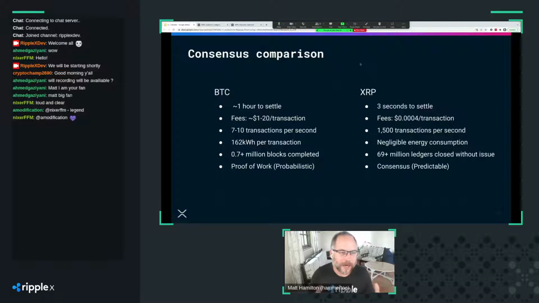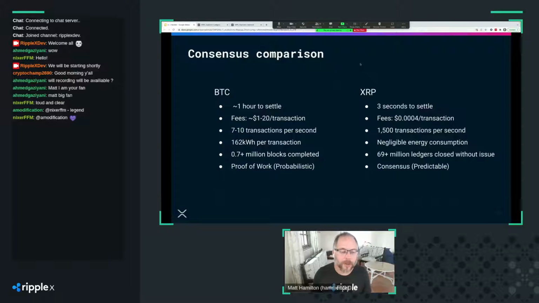So just again, to recap the consensus comparison, I kind of talked a little bit about this just now, but if you compare, say, Bitcoin to XRP, Bitcoin, you're looking at roughly an hour to settle, whereas XRP, you're talking 3 to 4 seconds to settle. Fees, $1 to $20 per transaction on Bitcoin, a thousandth of a cent on the XRP ledger. The Bitcoin network can do, say, 7 to 10 transactions per second. The XRP ledger normally can go up to 1,500 transactions per second.